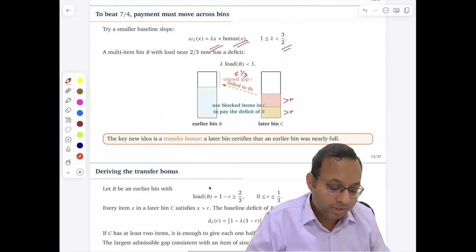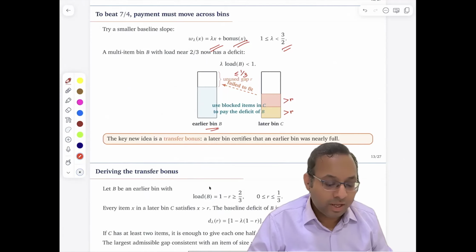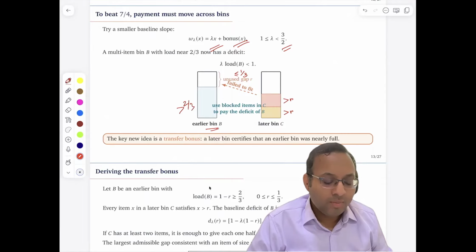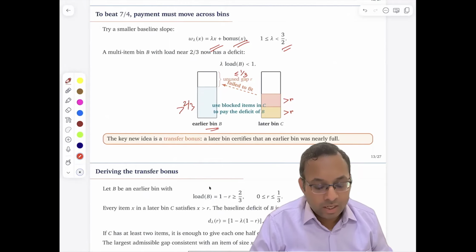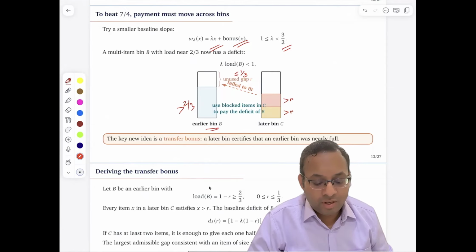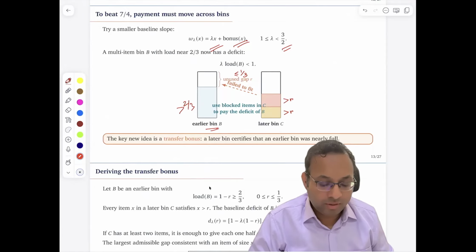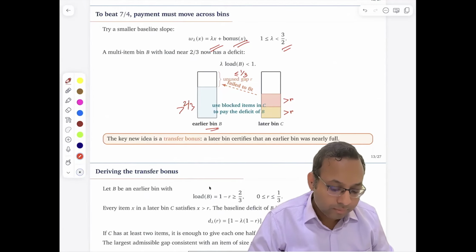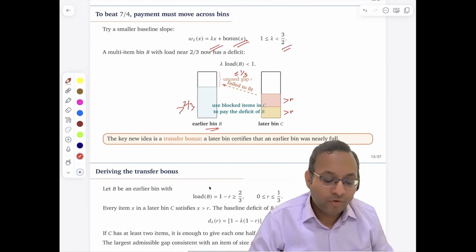Now let's look at one bin, which is a multi-item bin B, and the load is more than 2/3, we know. But let's say it's just 2/3 plus epsilon. And then what happens is, if the lambda we chose is much smaller than 3 by 2, then the load of the bin is already strictly less than 1. So we want to use some bonus to pay for this extra, the deficit that we are having.